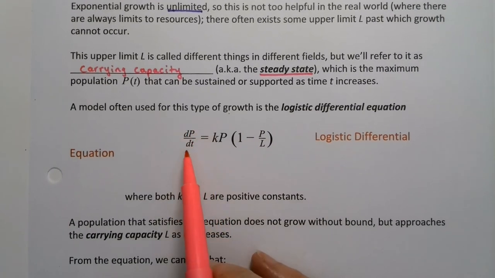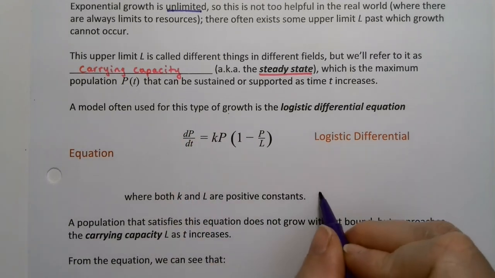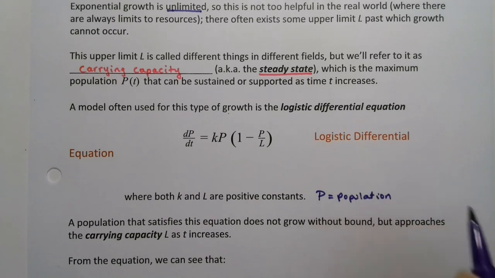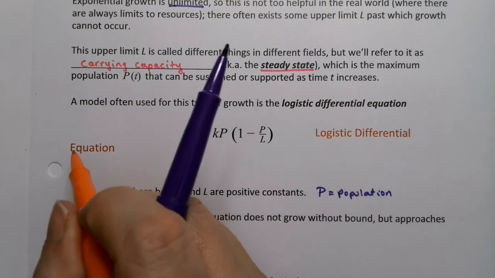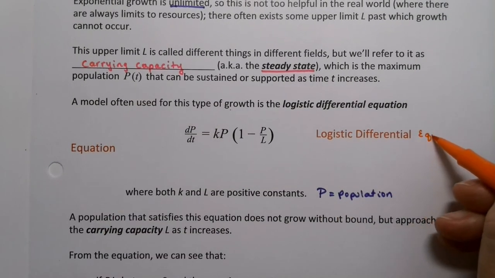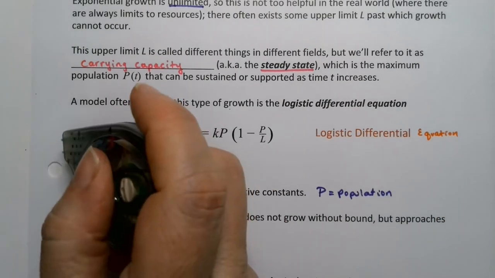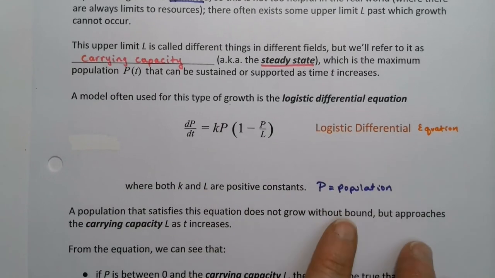Now, a logistic differential equation model is as such. The growth in the population, keep in mind P is population. I guess I should have written that somewhere. P equals population. Oh, and I'm sorry, I don't know why that got over there. It should say equation right here. Something got weird in my document here. There we go. So logistic differential equation.